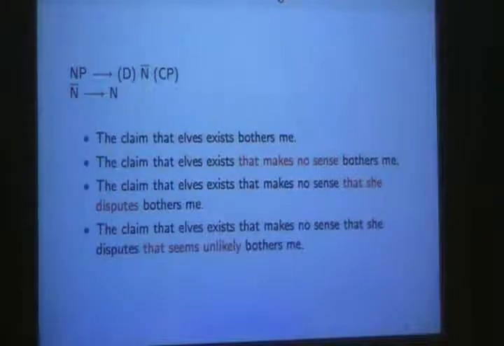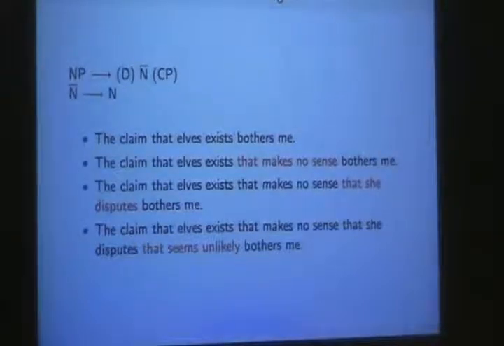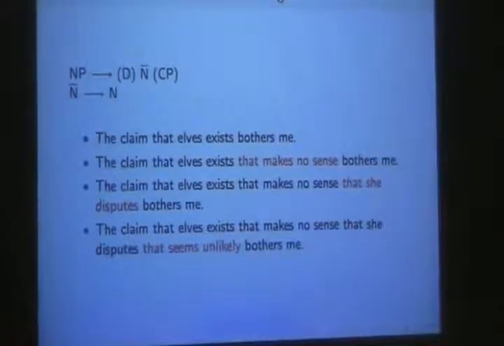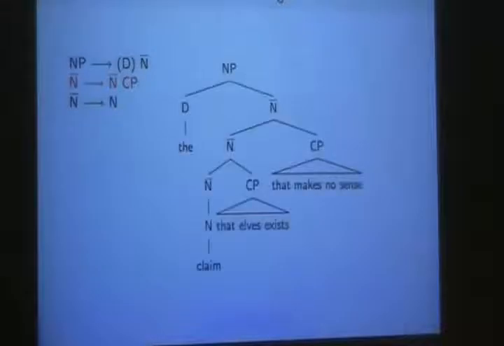And the same thing is true for complementizer phrases inside noun phrases. It's possible to have an indefinite number of them following the noun too, and to capture that, we will write a new rule for N-bars that allows complementizer phrases to follow them. And so this noun phrase, the claim that elves exist, that makes no sense, a noun followed by here two complementizer phrases, would get this parse.